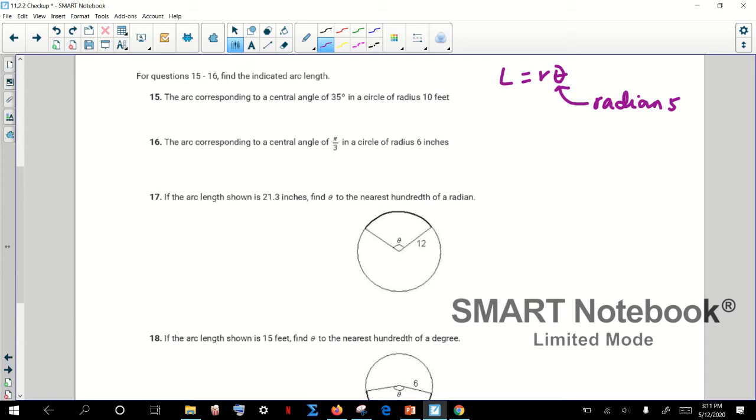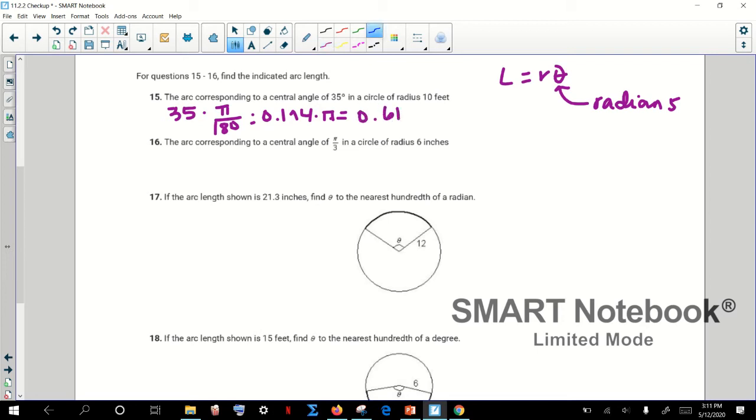So, number 15, the arc corresponding to a central angle of 35 degrees in a circle of radius 10. So we know our radius and we know our angle, but we need to convert our angle into radians. In order to do that, that's what we just practiced. I need to do 35 degrees times pi over 180. So 35 divided by 180 is 0.194 times pi is 0.61, let's say.